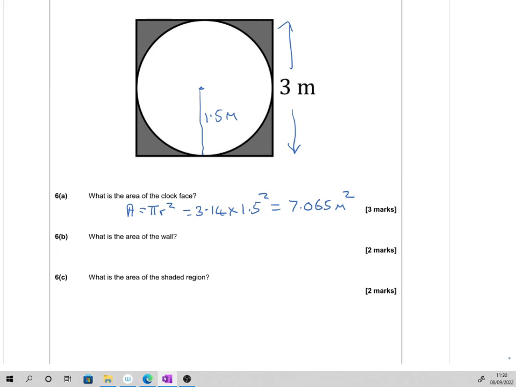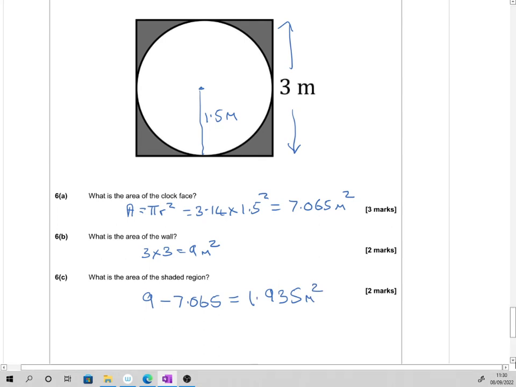What's the area of the wall? That's everything, yeah? So that's just going to be 3 times 3, which equals 9 meters squared. The area of the shaded region is going to be the wall take away the clock. So this is going to be 9 minus 7.065, which is 1.935 meters squared.